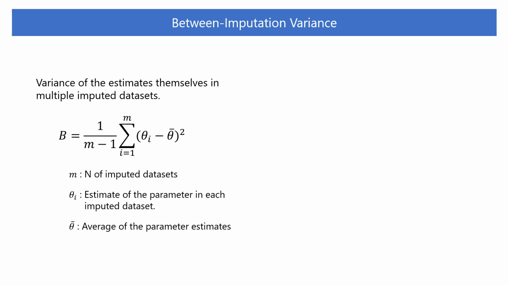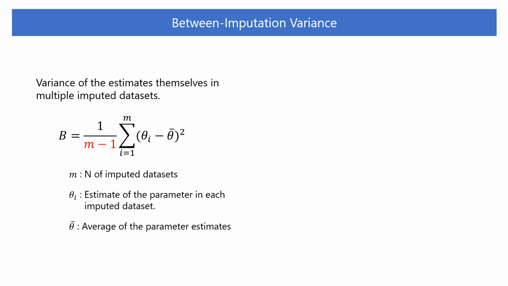The between-imputation variance expresses the variance of the estimates themselves in multiple imputed datasets. The between-imputation variance, B, is calculated using this formula. The lowercase m is the number of imputed datasets. Theta i is the estimate of the parameter in each imputed dataset. Theta bar is the average of the parameter estimates.